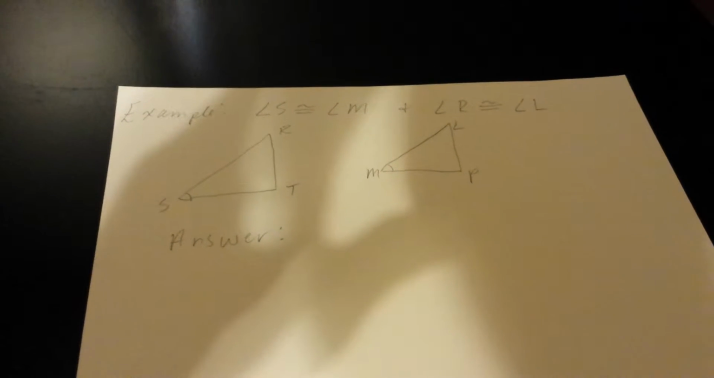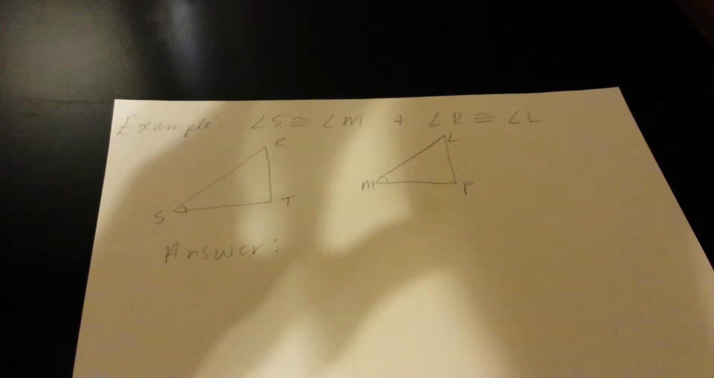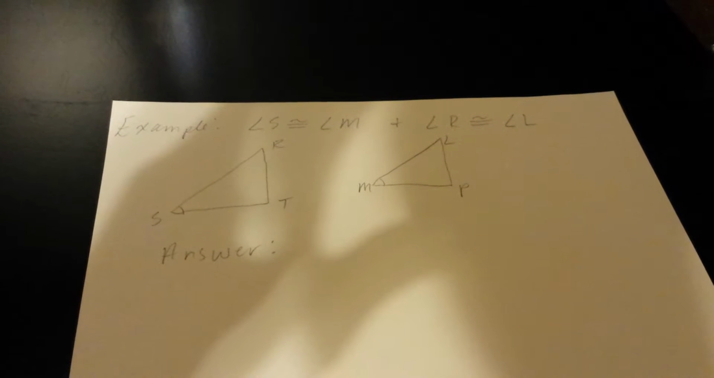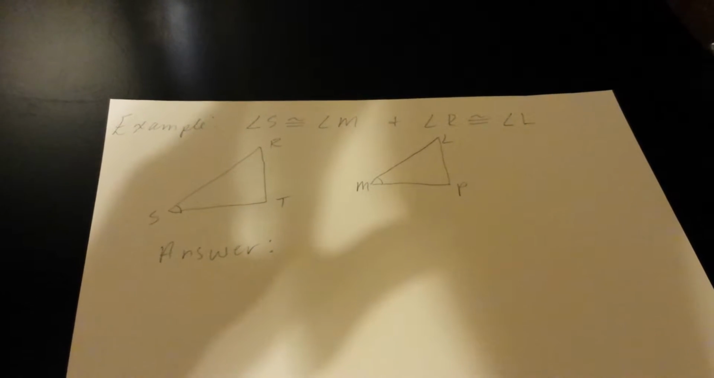Postulate 7-1, or the angle-angle similarity postulate, states if two angles of one triangle are congruent to two other angles of another triangle, then the triangles are similar. Example number 1. Angle S is congruent to angle M, and angle R is congruent to angle L.